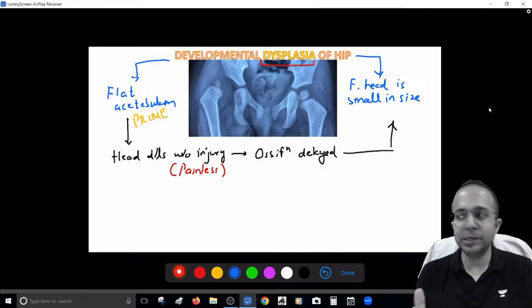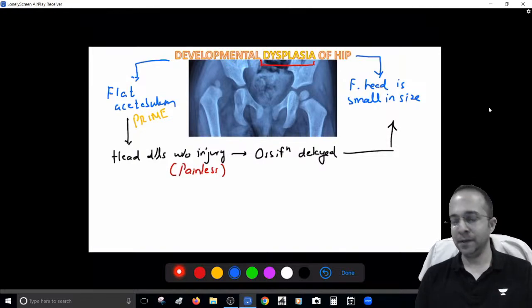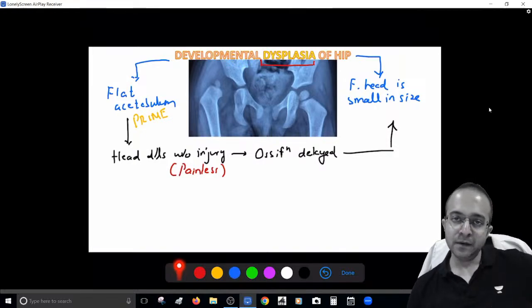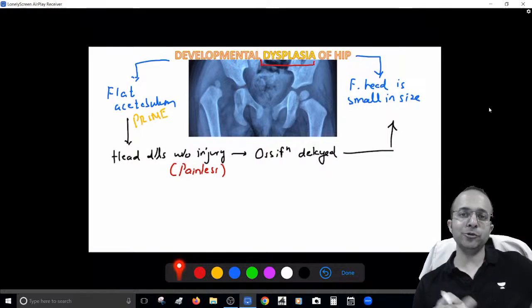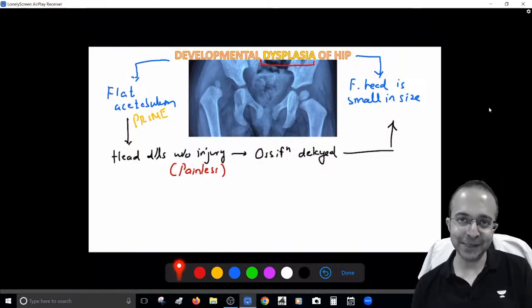So that is the whole story in developmental dysplasia of the hip. So you will have a person who will be having a flat acetabulum, a head that is small in size. Perhaps this is the whole story. The problem starts with that flat acetabulum leading to the head dislocation without any injury, painless dislocation. Dislocation leads to a delayed ossification of the head, causing a head that is small in size. So the hip dislocates without an injury, like you see over here. This small head, this flat acetabulum, shouts to you the diagnosis in case of congenital dislocation of the hip.